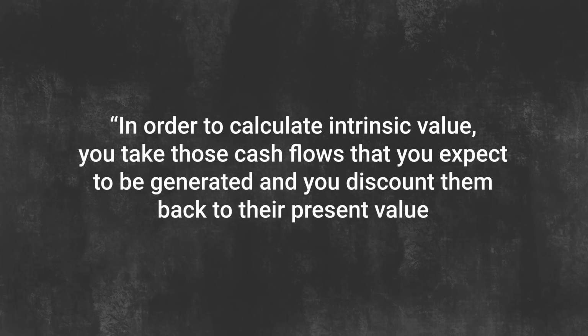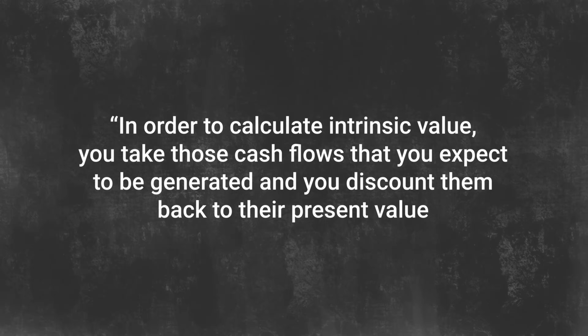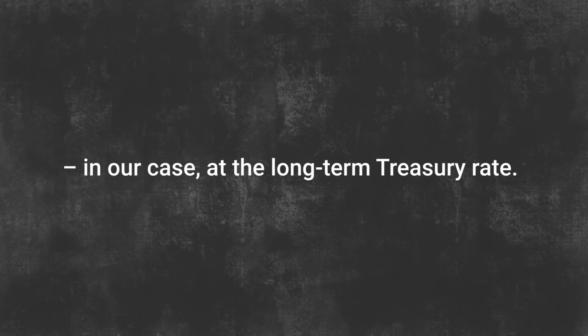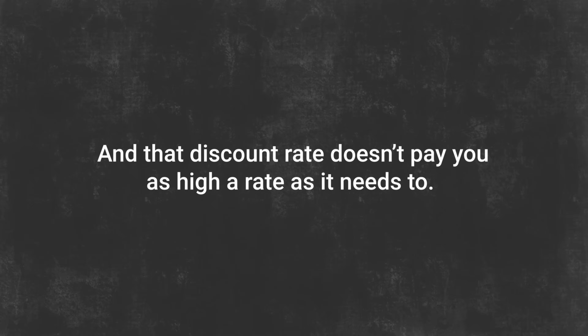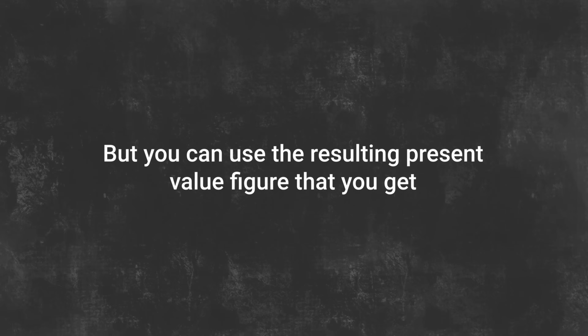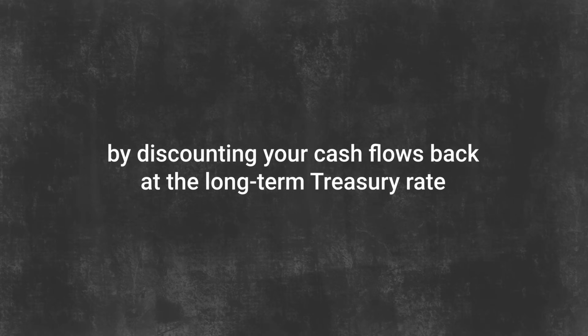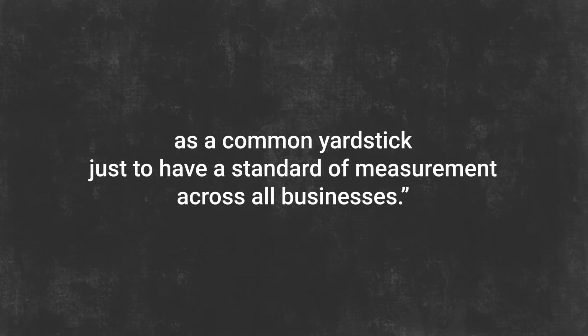Now, Warren Buffett went on to say, and again I quote, "In order to calculate intrinsic value, you take those cash flows that you expect to be generated and you discount them back to their present value, in our case, at the long-term Treasury rate. And that discount rate doesn't pay you as high a rate as it needs to, but you can use the resulting present value figure that you get by discounting your cash flows back at the long-term Treasury rate as a common yardstick, just to have a standard of measurement across all businesses." I like to talk about the 15 PE ratio, and I'll talk about it more.